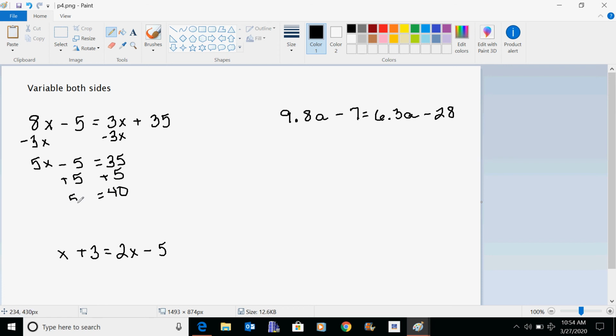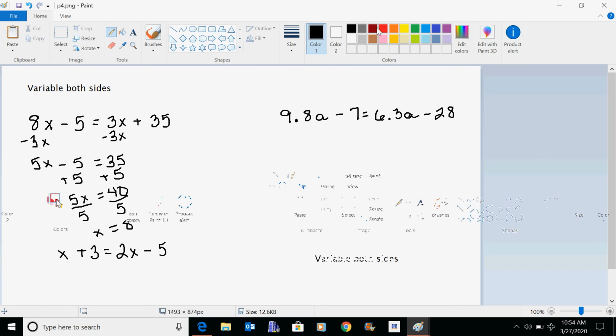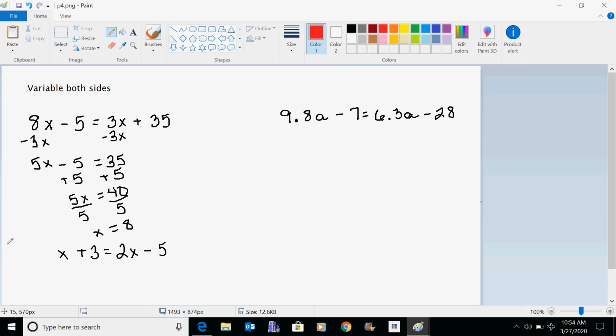And we have 5x equals 40. And then we need to undo the multiplying, you need to divide. And that gives you x equals 8. Remember, you're not ever thinking, I want to solve this whole problem all at once. You're thinking, I want to do the next step.